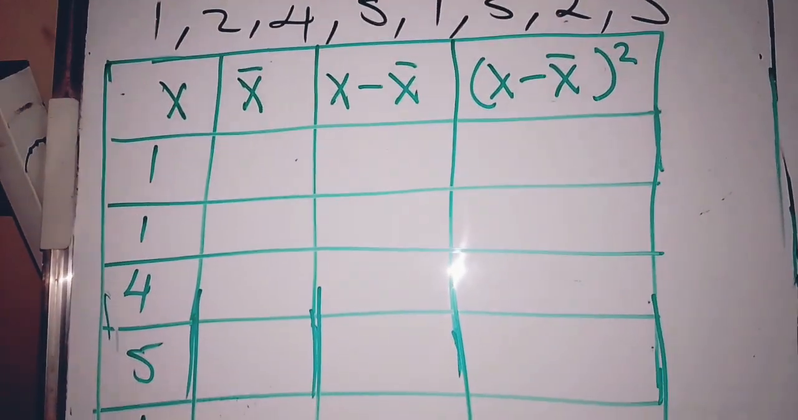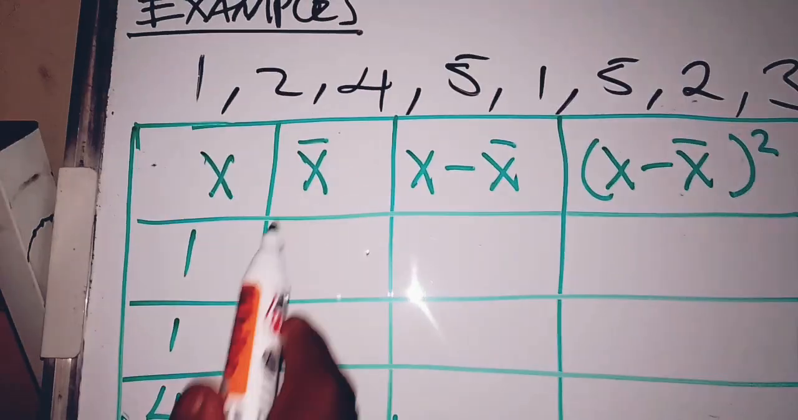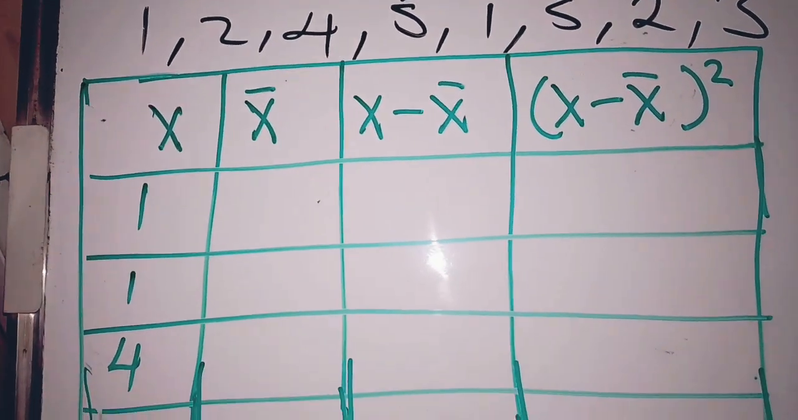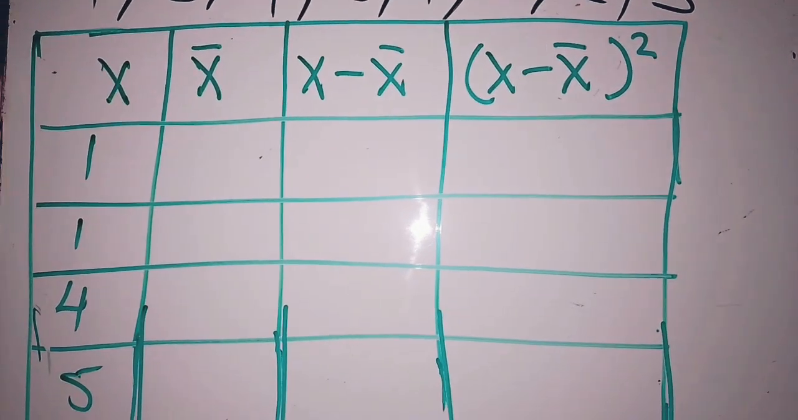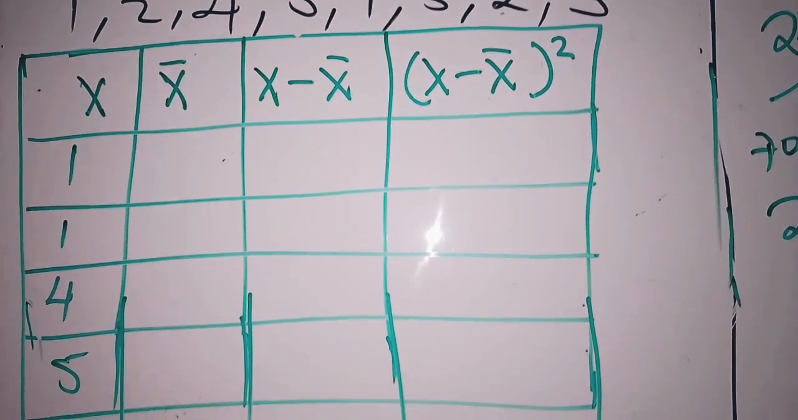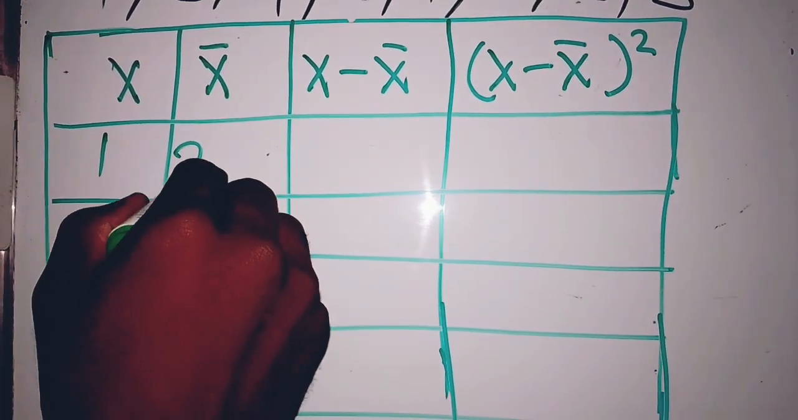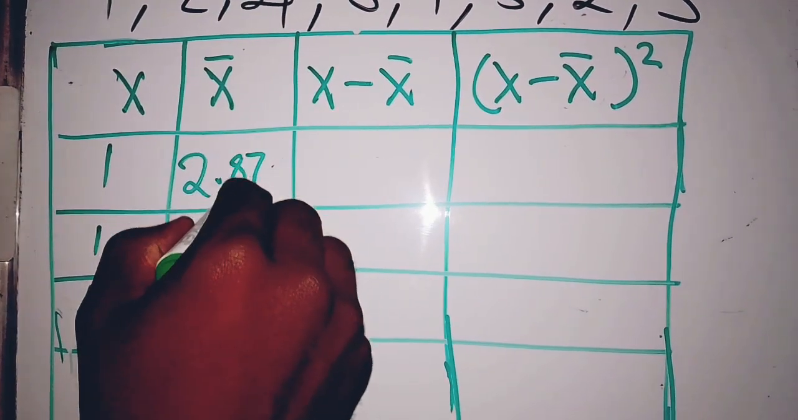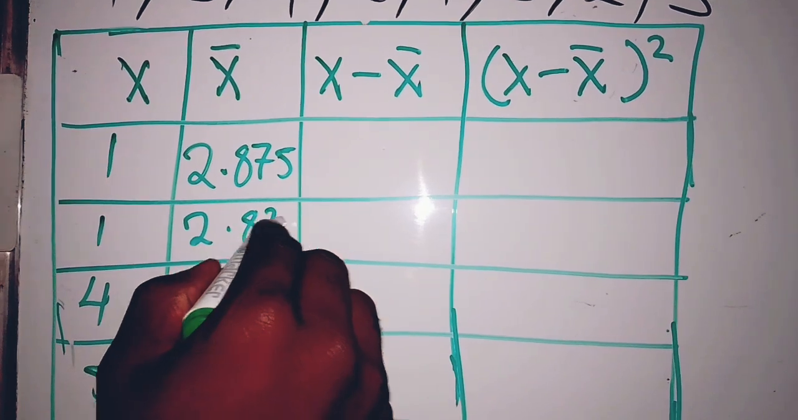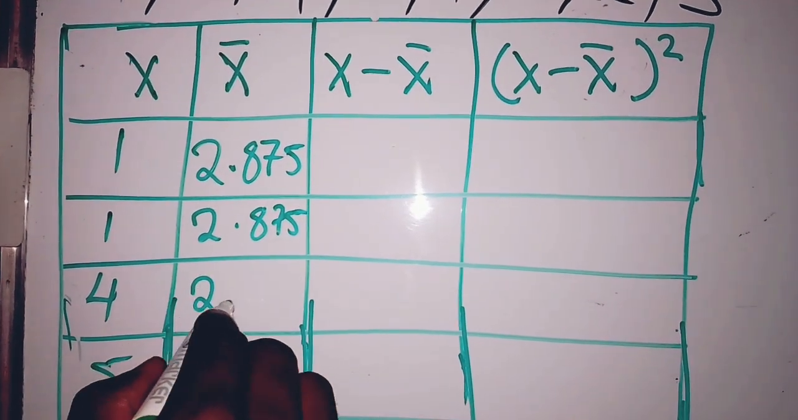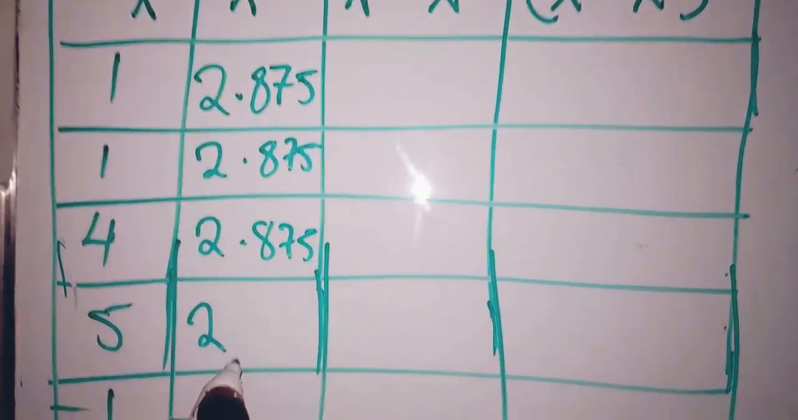Okay, this is what we have. Remember x bar is the median, right? X bar is the median. Do you remember the median we solved for? You remember we said it is 2.875. So 2.875. Again, 2.875.